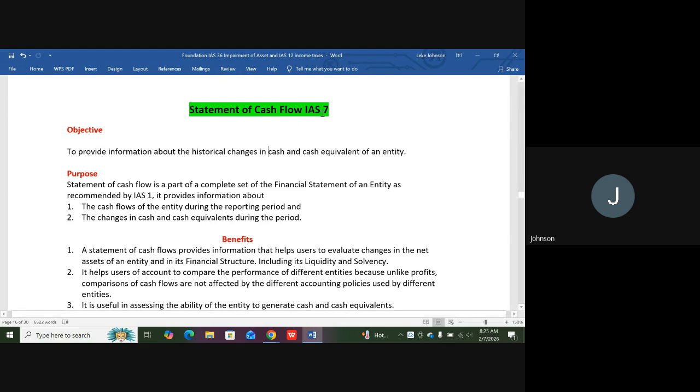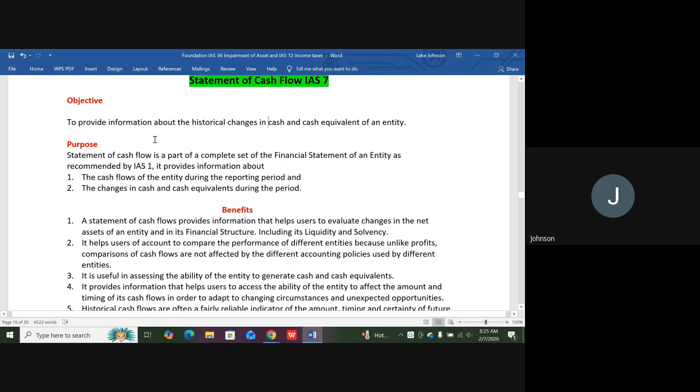So the objective of IAS 7, which is the statement of cash flow, is to provide information about the historical changes in cash and cash equivalents of an entity. The main purpose is to provide information about the historical changes in cash and cash equivalents.